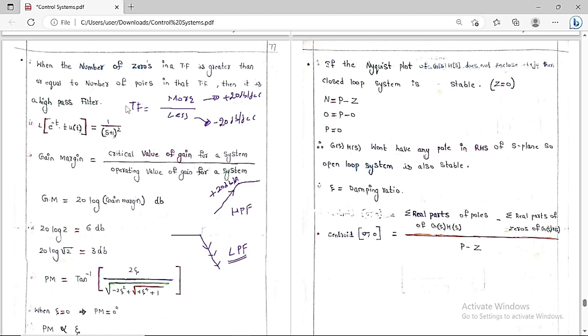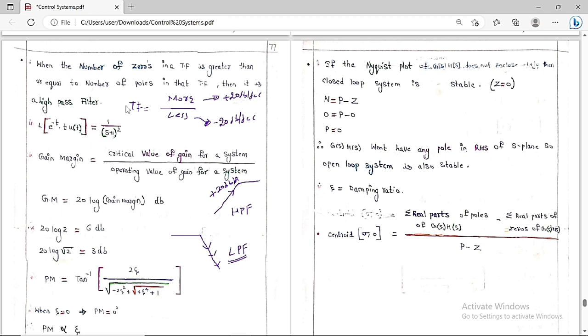Therefore, in the given transfer function, more number of zeros means we are going to get more plus 20 decibels per decade, so this is basically a high pass filter. Suppose we have more number of poles in the transfer function, so we are having more minus 20 decibels per decade, so we are going to get a low pass filter. This point you always have to keep in your mind.